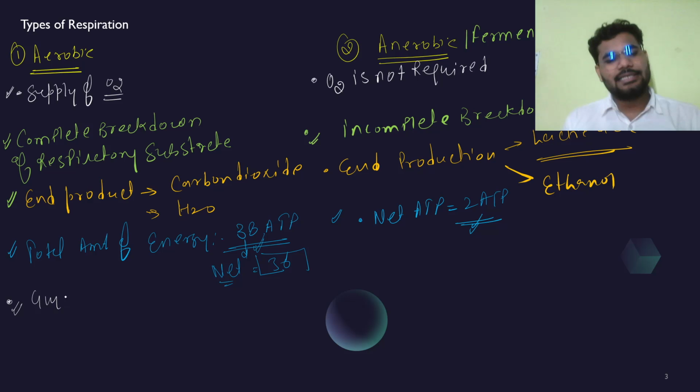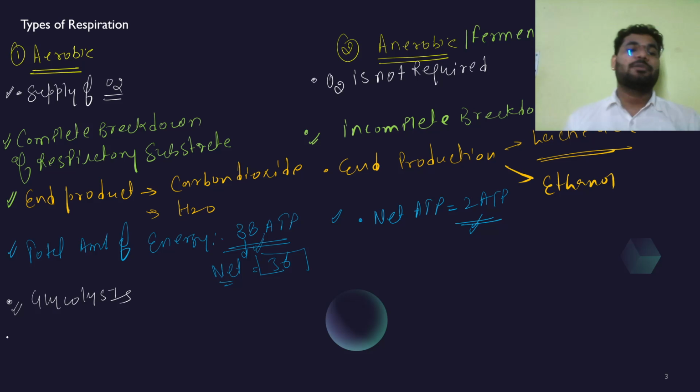So first of all, glycolysis occurs. We'll talk about the details of how glucose is transformed into two molecules of pyruvic acid in the chapter on respiration. Basically, glycolysis, as the name suggests, glyco means glucose, and lysis means breakdown. So it leads to the breakdown of glucose into two molecules of pyruvic acid. This is something we need to understand.